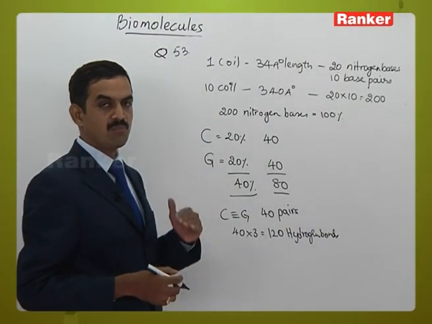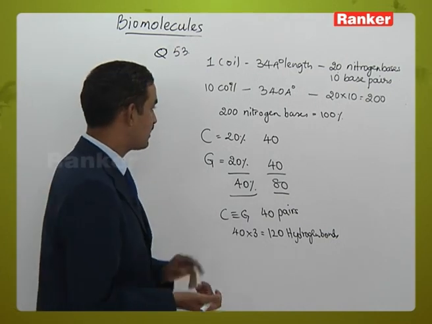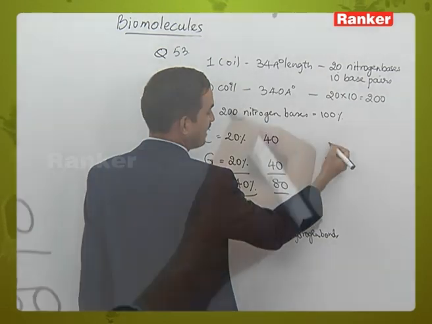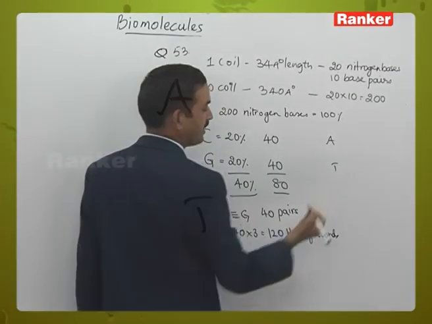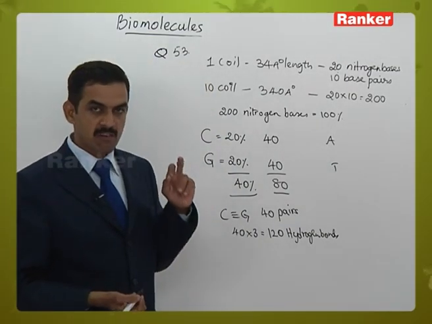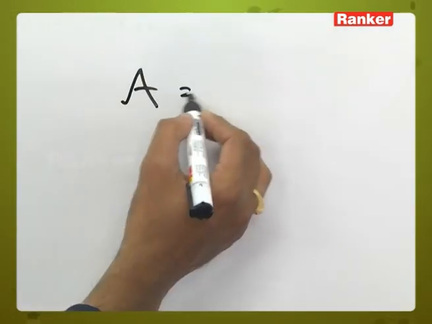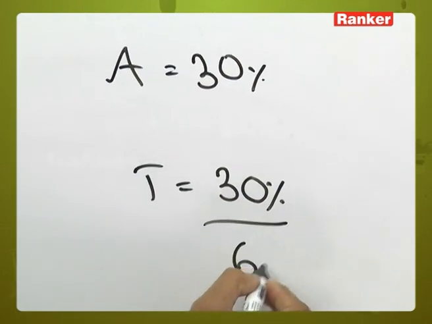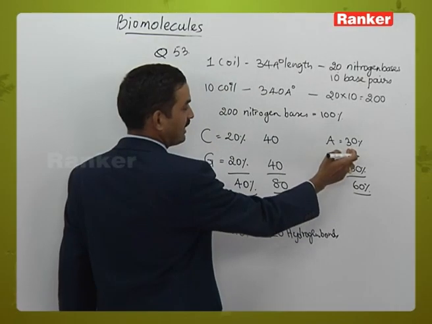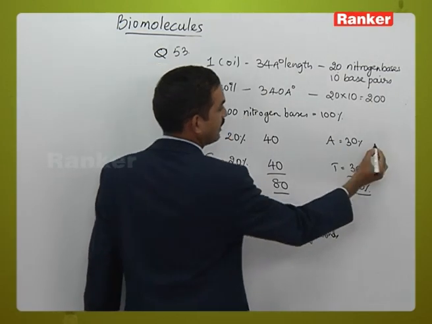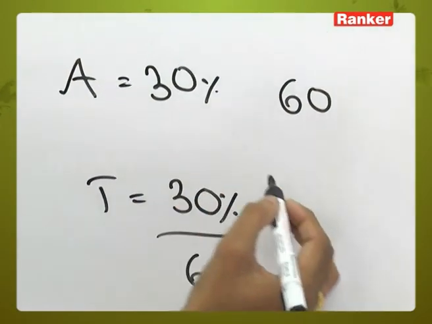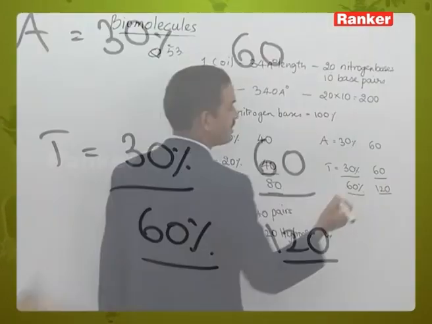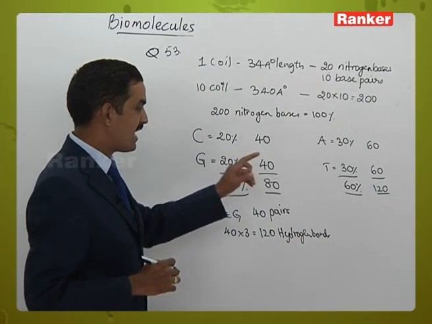Then there is one more part which is left out here, that is the 60% of the DNA molecule. The 60% contains adenine and thymine, and both of them are in equal proportion. So adenine will be 30% and thymine will also be 30%, which comes to 60%. And 30% of 200 nitrogen bases is 60. The number of adenines is 60, the number of thymines is also 60, which comes to 120 adenines and thymines.